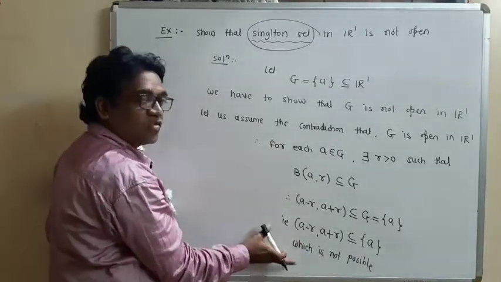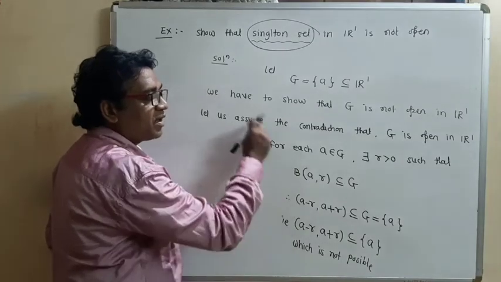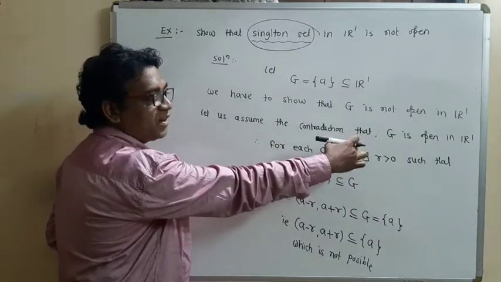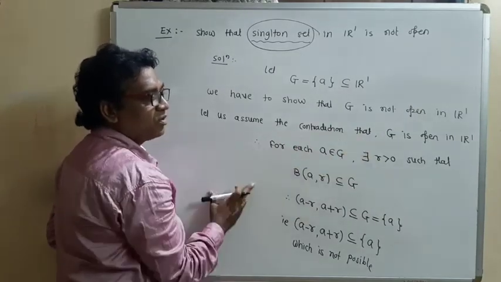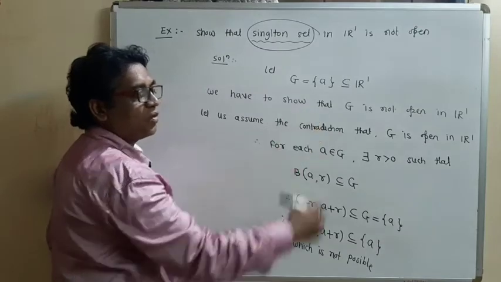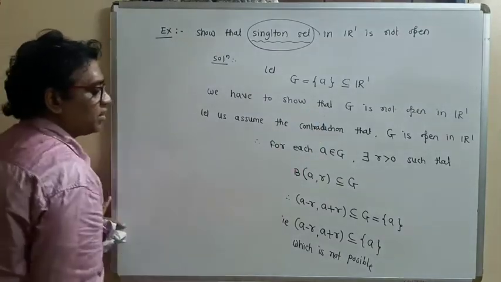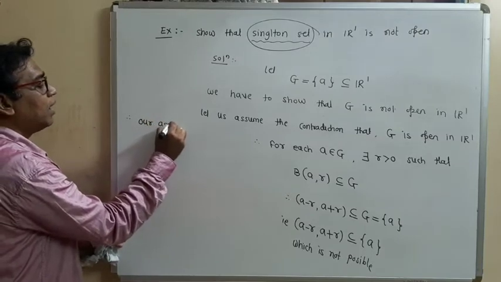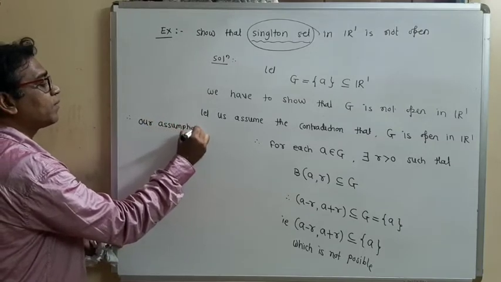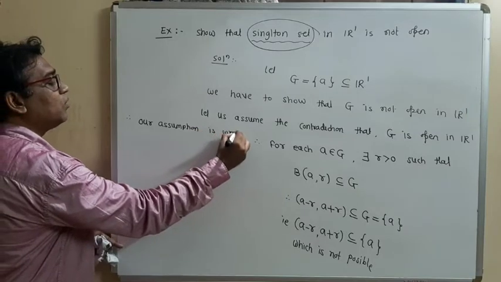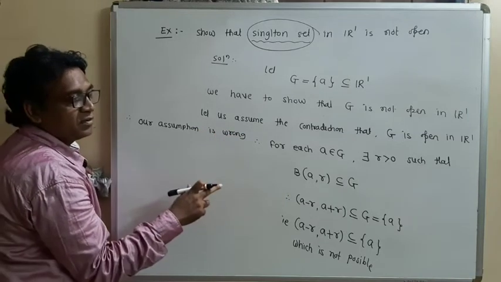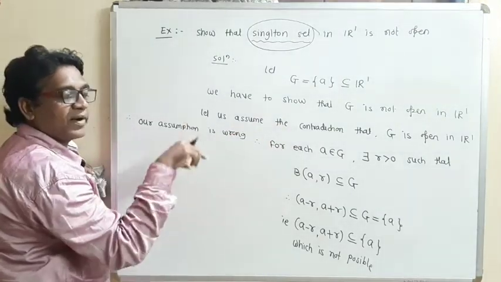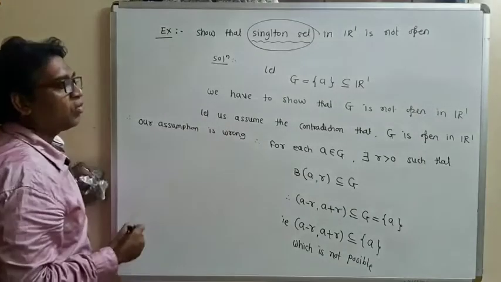Because this final step is wrong, our initial concept was wrong. So what is wrong? G is open in R1 is wrong. What is correct? G is not open in R1. Therefore, our assumption is wrong. Which assumption? G is open in R1 is wrong. So the correct statement is that G is not open in R1.